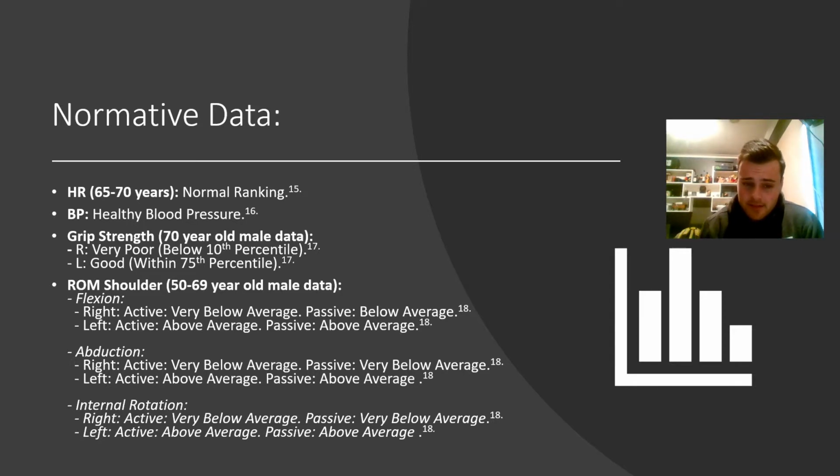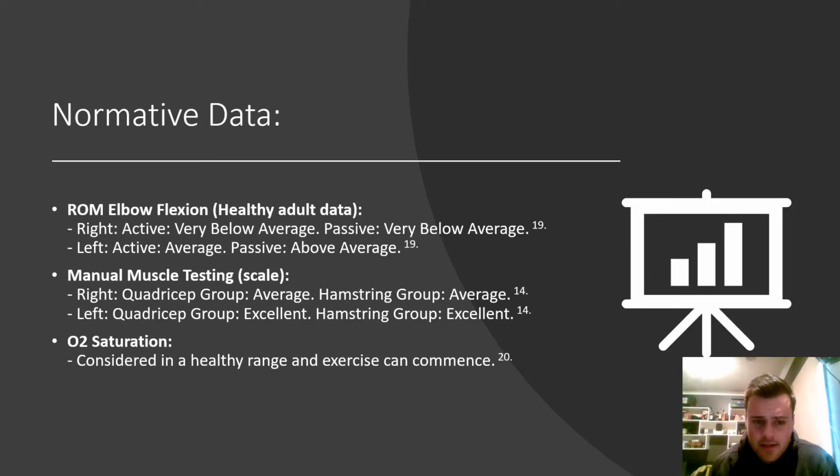When we undertook internal rotation, right was very below average actively as well. Passively was very below average. And then left actively was above average and passively was above average also. Values obtained in his range of motion within his elbow flexion: right actively was very below average, passively was also very below average. Left active was just average and passive was above average.